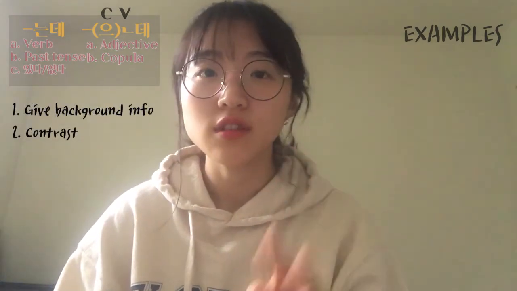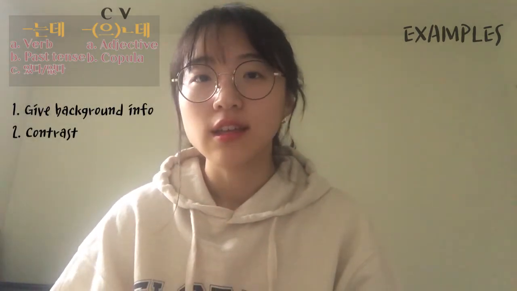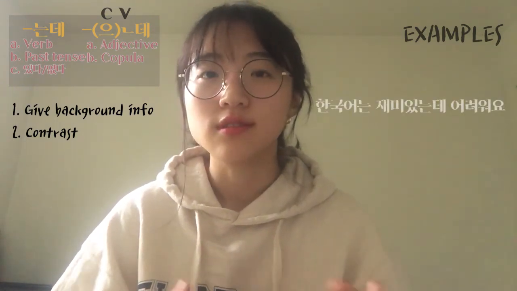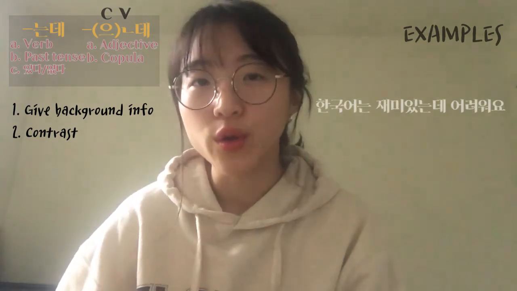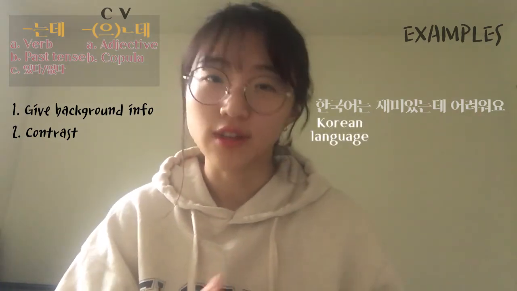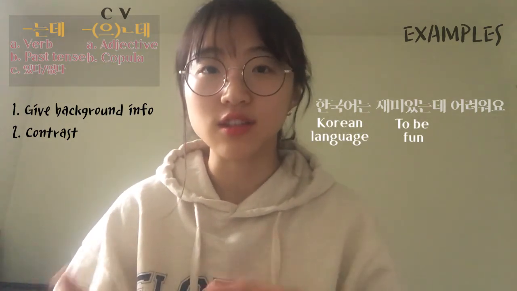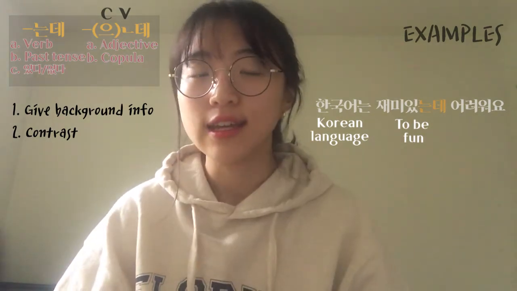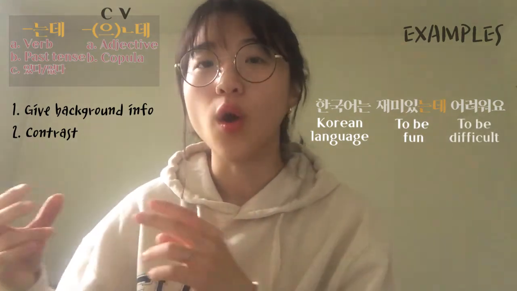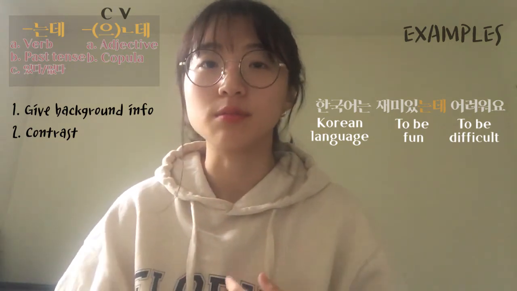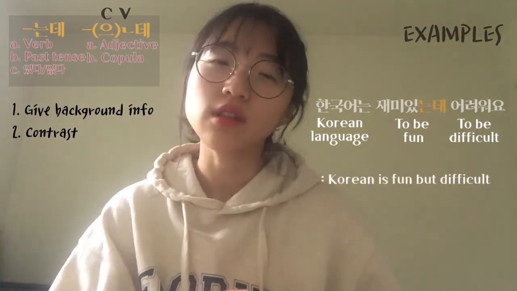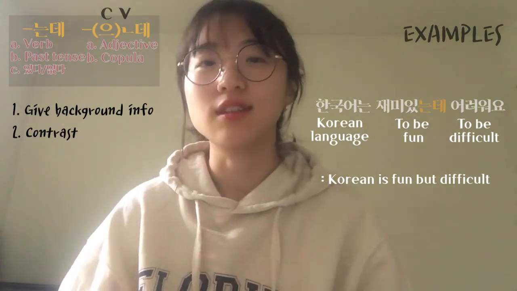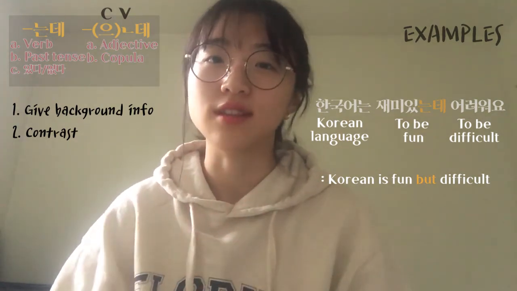And the second function, contrasting. Let's try to use an example. 한국어는 재미있는데 어려워요. 한국어, Korean language. 재미있다 is an adjective, but you see 있다. Therefore, you need to use 는데. So 재미있는데 어려워요. 어렵다 means to be difficult. So the Korean language is fun, but it's difficult. It's used as a but in the sentence.